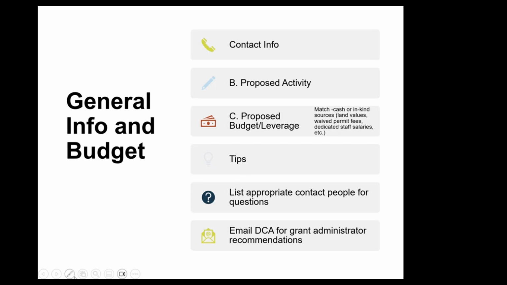If you have any questions about any of this, you can contact us. You also want to list your appropriate contact people for questions that we would have. That could be your grant administrator, or that could be your personal staff, but all of that is pretty self-explanatory. And you can email us for any grant administrators that we currently work with. We have a small list. We don't have a long list of experienced grant administrators, but the grant administrators that we do work with are pretty good and efficient.